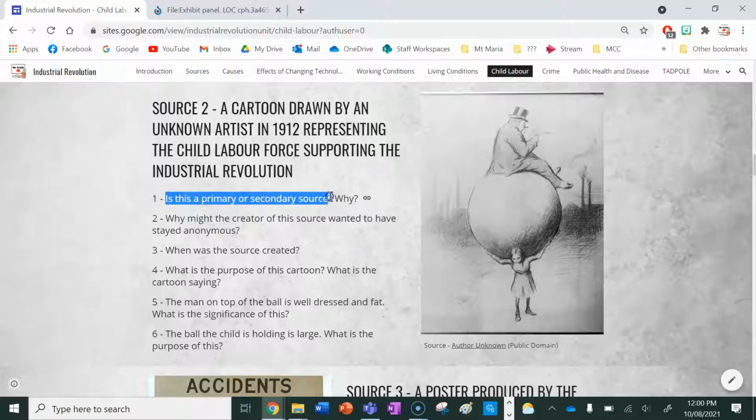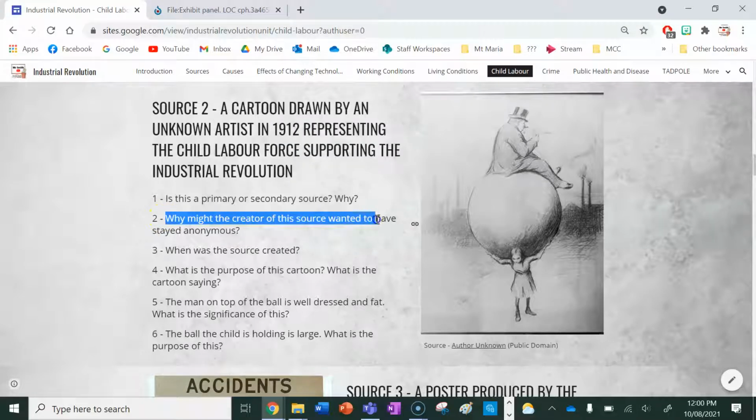So number one, is this a primary or secondary source? Why? So it's a political cartoon that was made during 1912, so it is a primary source. Why might the creator of this source have wanted to stay anonymous? So essentially, this is targeted negatively towards the upper class. So this artist might have wanted to stay anonymous because they didn't want to face any repercussions or backlash from the upper class based on their work, because the upper class did rule society, really.